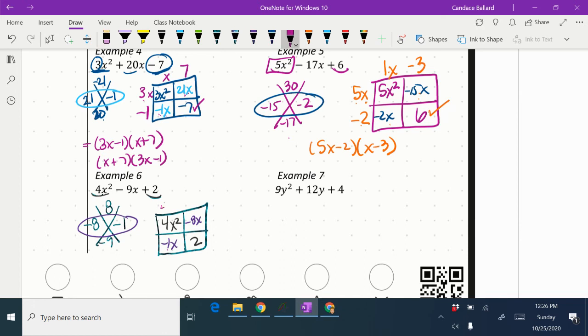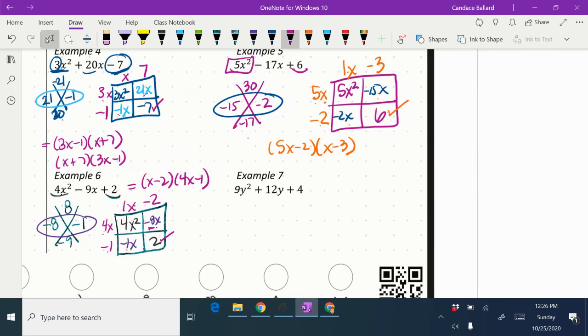If I put my 4 on the top, it does not divide the 1. But if I put the 4 on the side, it does divide 8. So I know that I'm going to use 1 and 4. 4x divides -8x, -2 times. 1x divides -1x, -1 times, and then I check it. -1 times -2 is 2. So I have x minus 2 times 4x minus 1.